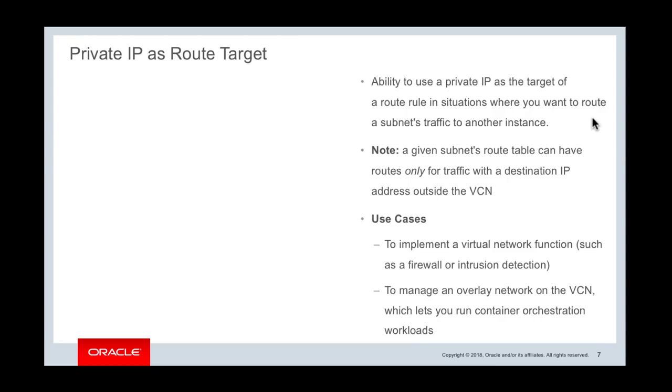You can implement a virtual network function such as a firewall or intrusion detection that filters outgoing traffic from instances. Secondly, you can also create or manage an overlay network on the VCN, which basically lets you run container orchestration workloads like your own Kubernetes network or Mesos or any of the container orchestration workloads.